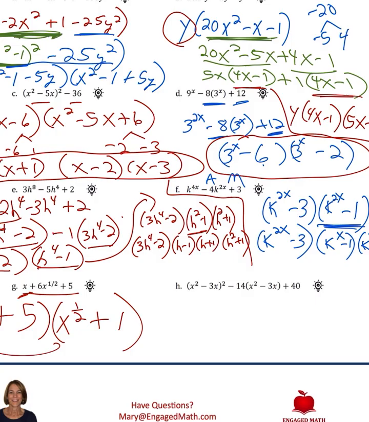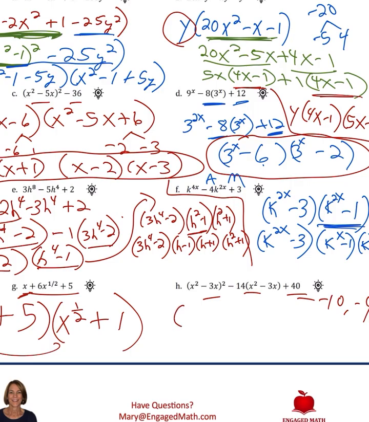All right, let's go to H. And for H, oh boy, it looks like an AM problem just in disguise again. So we have to think of the two numbers that multiply to 40 and add up to -14. So let's go with -10 and -4. Those two numbers multiply to 40, add up to -14.